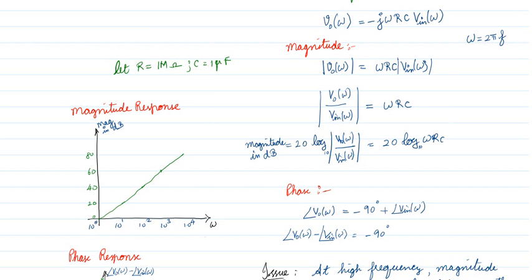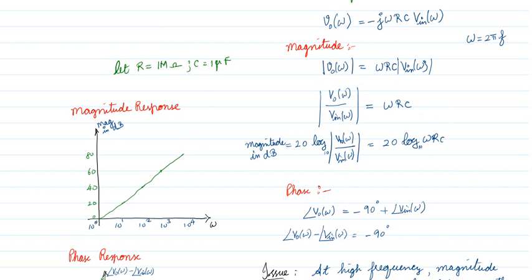When omega is 1, 20 log 1 is 0 dB. When omega is 10, 20 log 10 base 10 is 1 times 20, which is 20. When omega is 100, 20 log 10 squared, so the 2 comes here, 2 into 20 is 40, log 10 base 10 is 1, right? Then 20 log 10 cubed is 60, and 20 log 10 to the power 4 is 80.